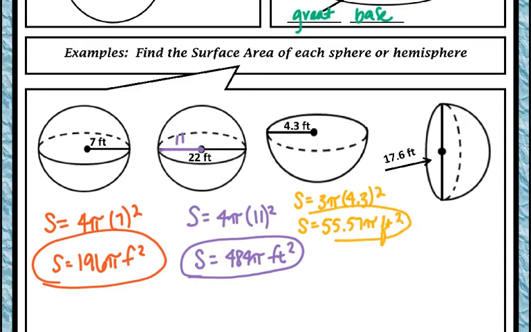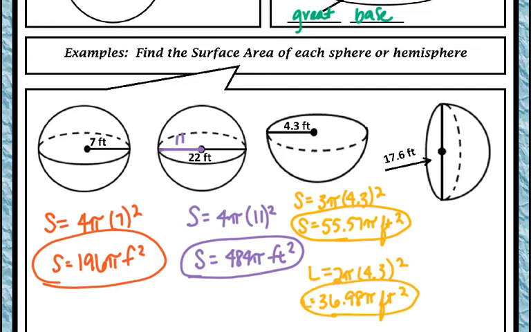And remember, we can find the lateral area for a hemisphere too. So for good measure, we'll practice that. So that's 2 pi r squared. So 4.3 squared times 2, 36.98 pi square feet for a lateral area.